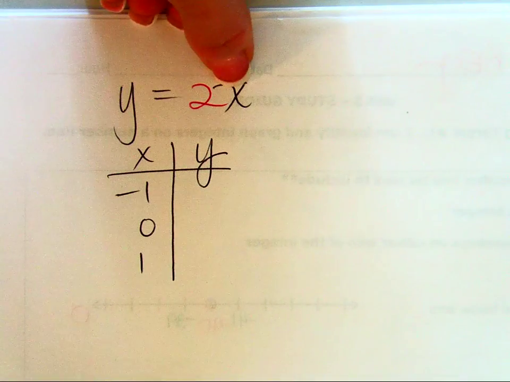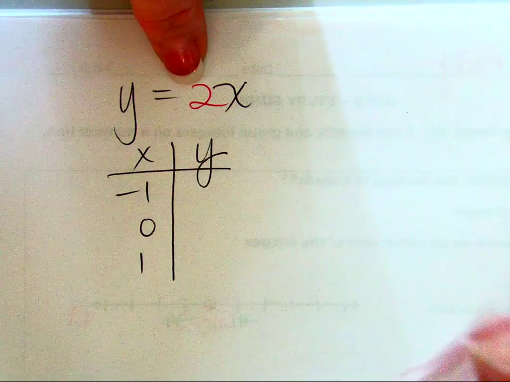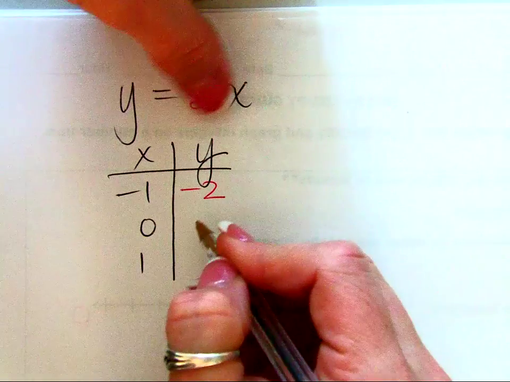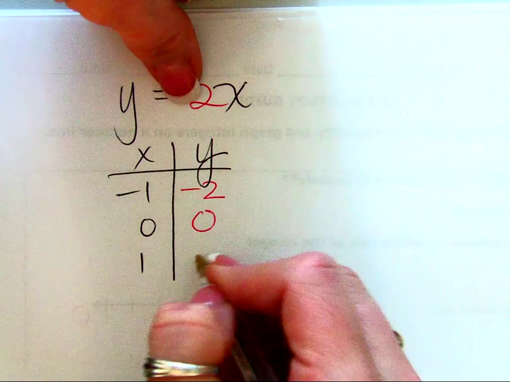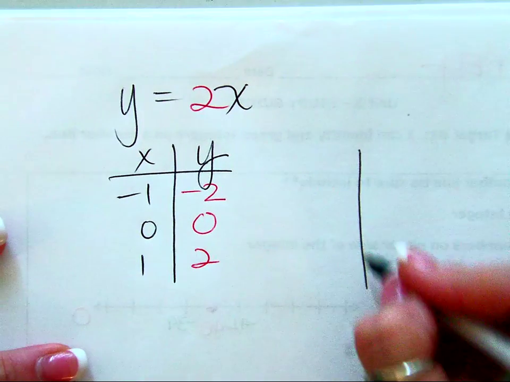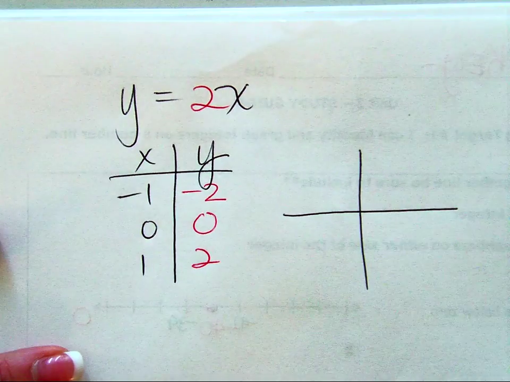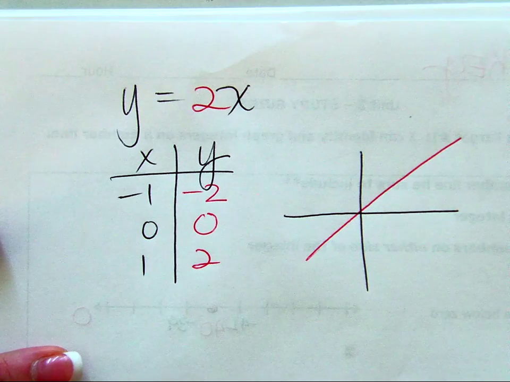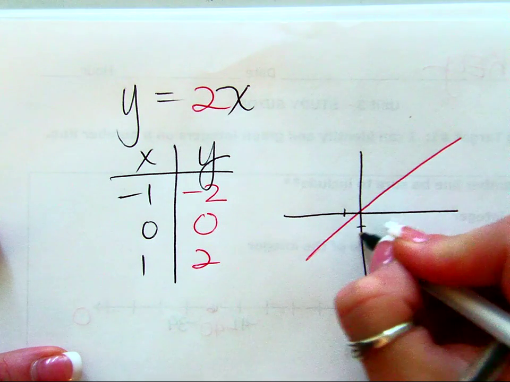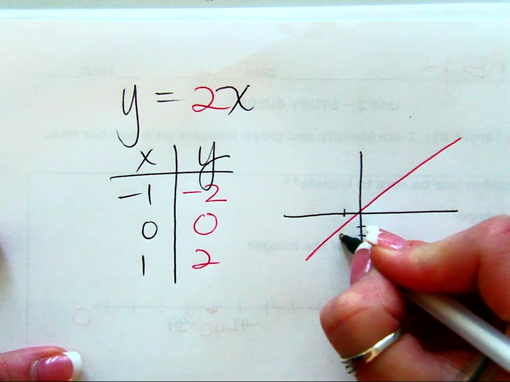0 times 2. 1 times 2. So when I go to plot this, here's my parent function right through the middle, up 1 over 1. Here's -1, except going down 1, I go down 2. 0, 0 has not changed, but 1, 2 changed. And so what does that do to the line?